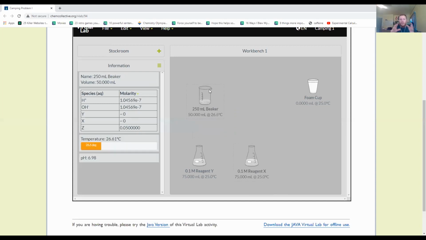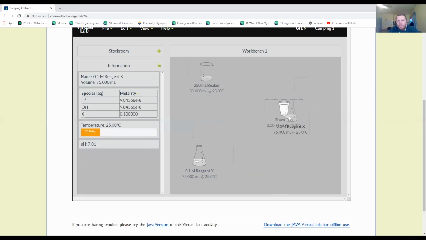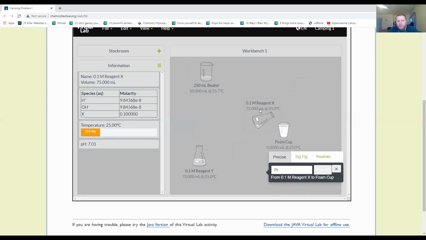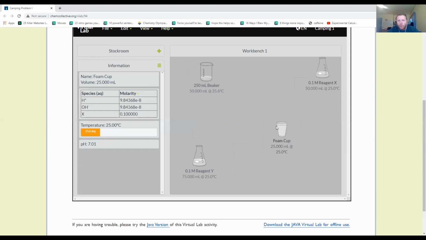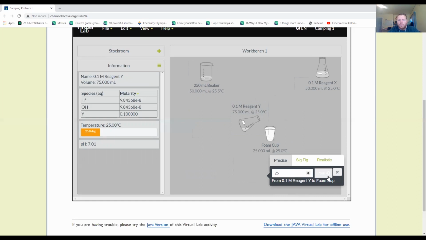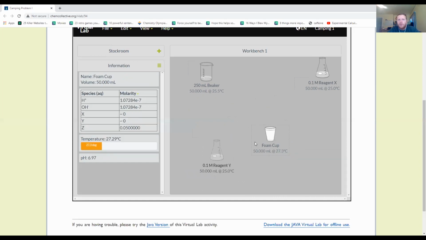Okay, let's think about this. This is a piece of glassware. This is a glass beaker. That glass beaker is susceptible to the environment. And so we're going to see that temperature hit the top and then drop very, very quickly. Now let's compare that to our foam cup. Okay, 25 milliliters. Pour. Okay, I just put X in there, and 25 milliliters of Y. And boom, 27.3 degrees, and it holds. That's an important part of this.